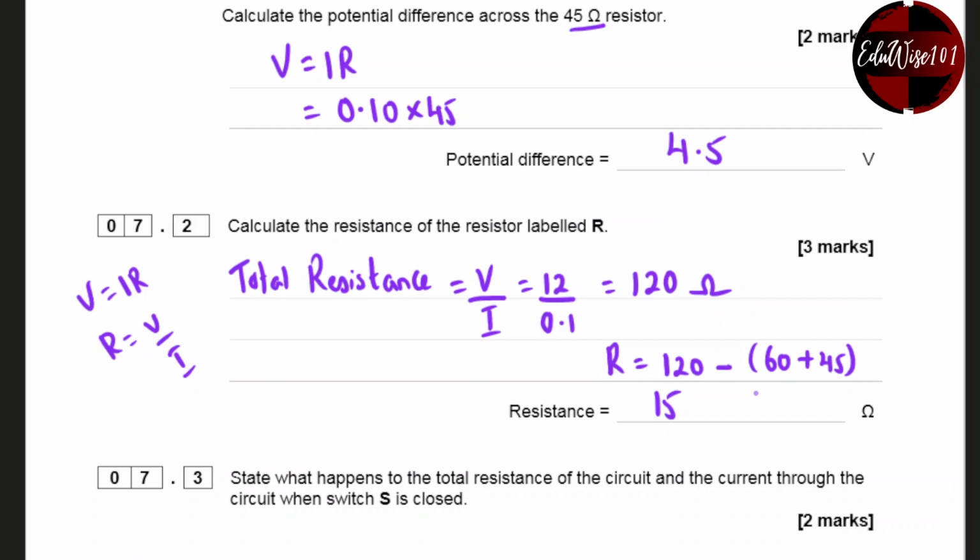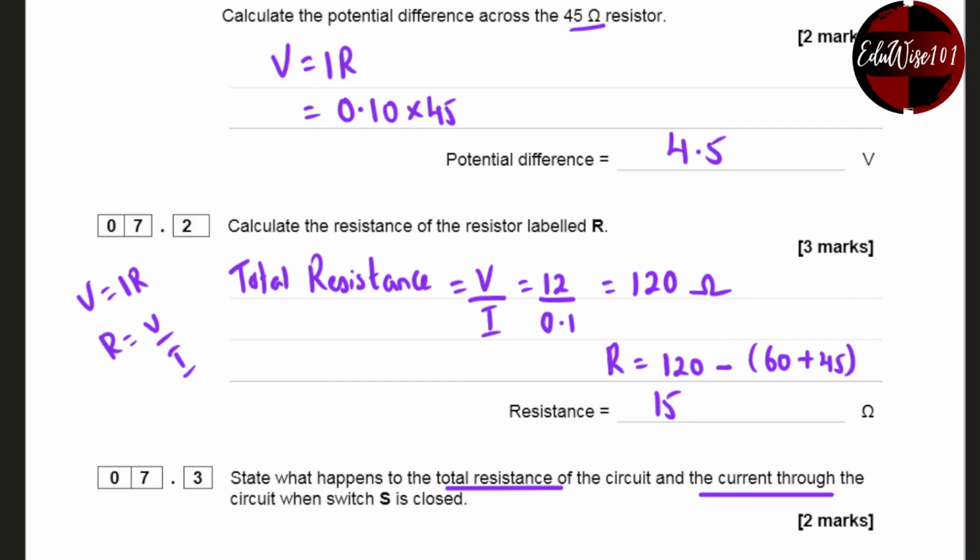Question 7.3. State what happens to the total resistance of the circuit and the current through the circuit when switch S is closed. Now, what happens to the total resistance in the circuit? That's going to be 1 mark. And what happens to the current through the circuit? That's going to be a 2nd mark when you close the switch.